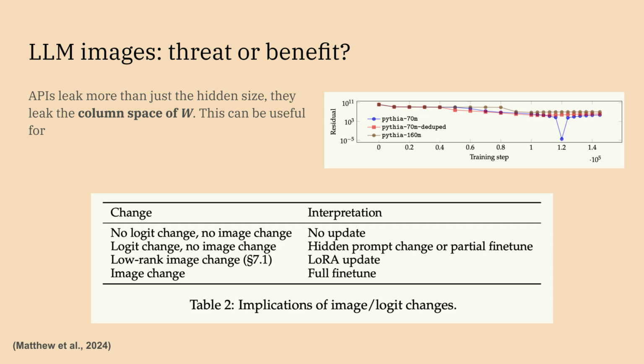But if you see logit changes but no changes on the subspace of W, then maybe the system is changing some hidden prompts, the system prompt internally, without updating the model parameters. But if you see changes on the model image, then there might be an implication that the model has been swapped out for something entirely different. So I think this is a very powerful technique to audit the model without knowing entirely what the model is. This might be useful for verification work, coming from a non-security perspective.